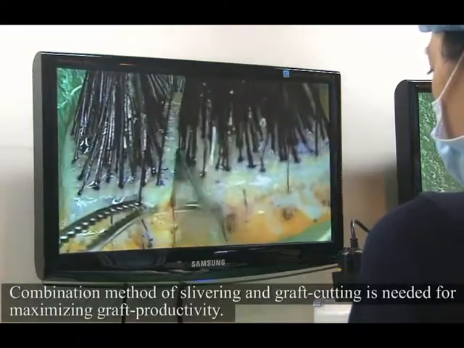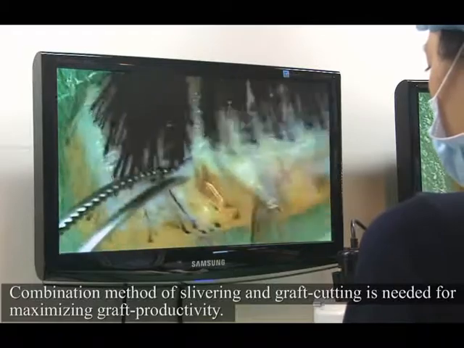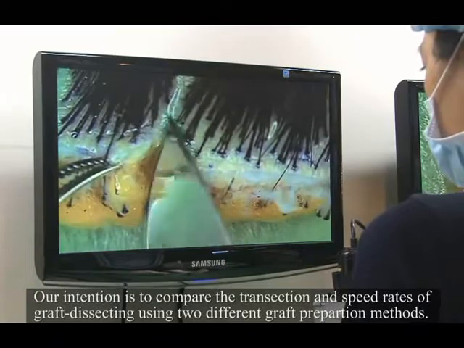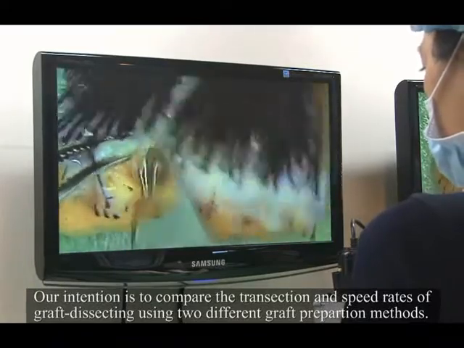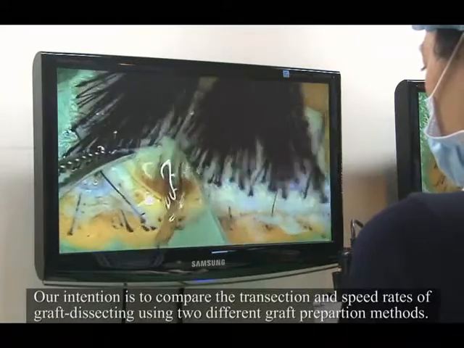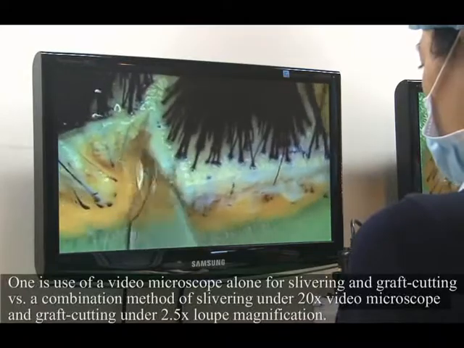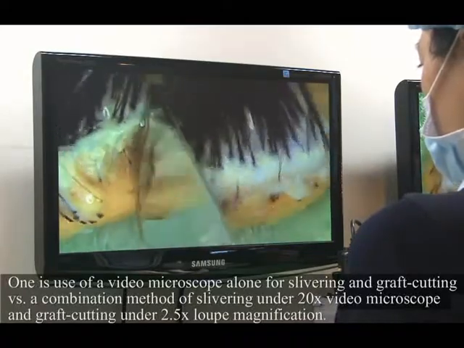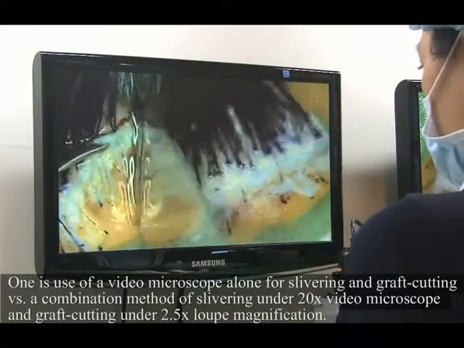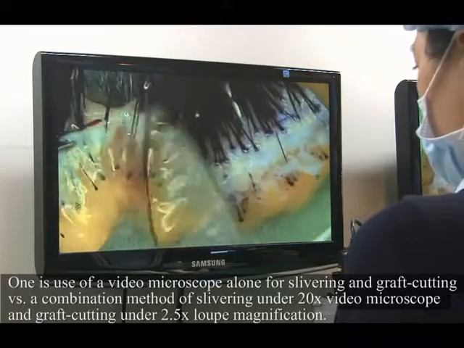A combination method of slivering and graft cutting is needed for maximizing graft productivity. Our intention is to compare the transaction and speed rates of graft dissecting using two different graft preparation methods. One is the use of a video microscope alone for slivering and graft cutting, versus a combination method of slivering under a 20-power video microscope and graft cutting under 2.5-power loupe magnification.